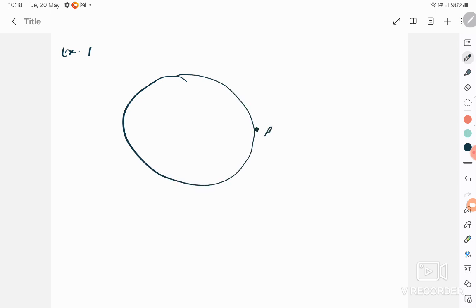So here are the sums that I would like you all to learn. The first question is example 1. In example 1, you have a circular motion in which the body goes from A to B. It means it has covered 1/4 of the entire perimeter.